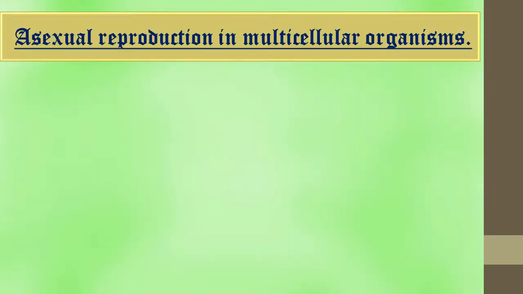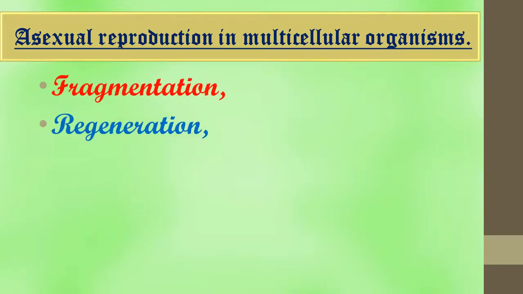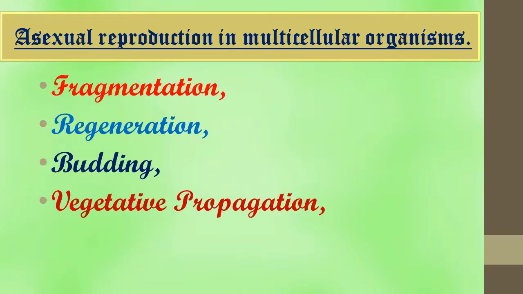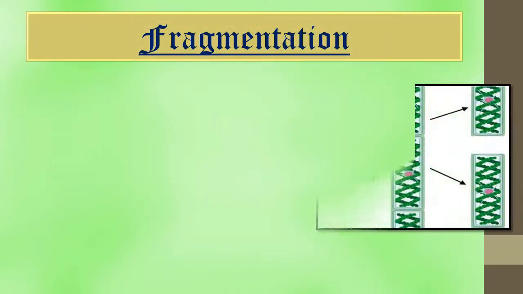Alright, now asexual reproduction in multicellular organisms. So here also we have 5 different types. Let's study one by one. So first is fragmentation, next is regeneration, then budding, then we have vegetative propagation, and next is spore formation. So let's study all these 5 processes in detail one by one. Okay, now first we will study fragmentation. So first of all, student, what is fragmentation?